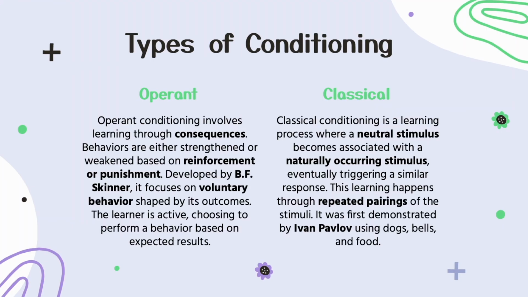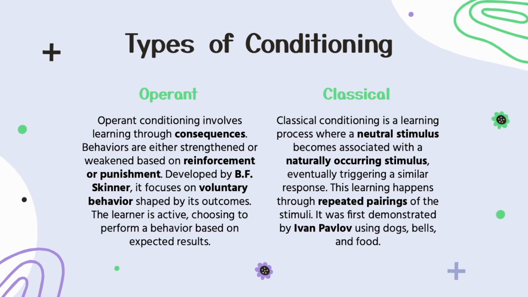Here's the two big types of conditioning. Operant conditioning involves learning through consequences. Behaviors are either strengthened or weakened based on reinforcement or punishment. This was developed by B.F. Skinner. It focuses on voluntary behavior shaped by its outcomes. The learner is active. They're choosing to perform a behavior based on expected results.